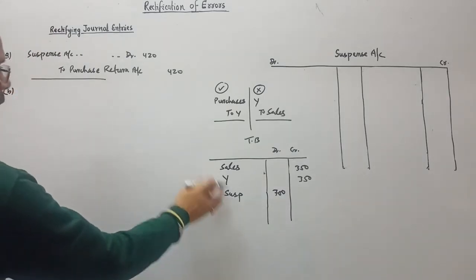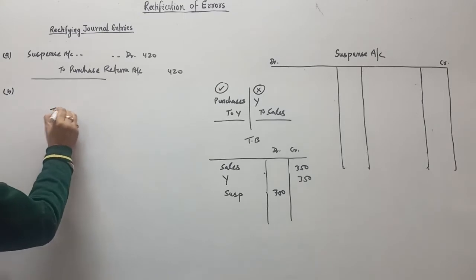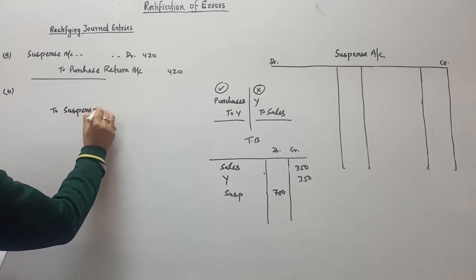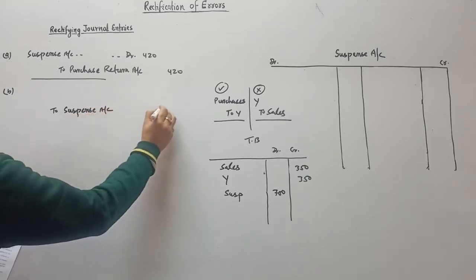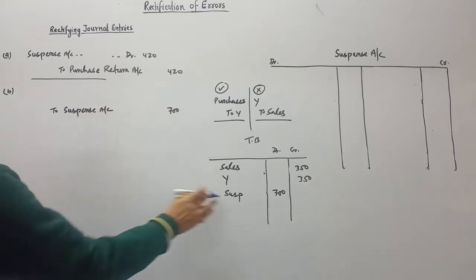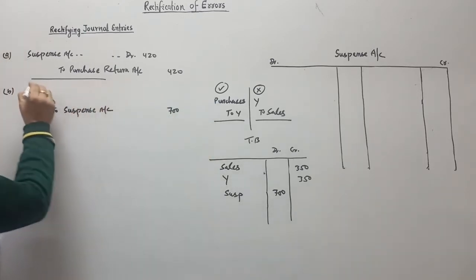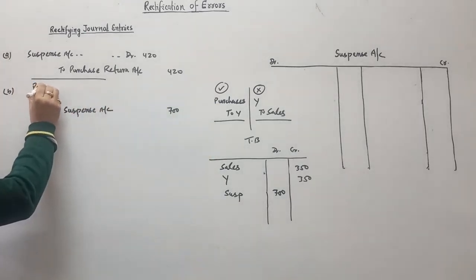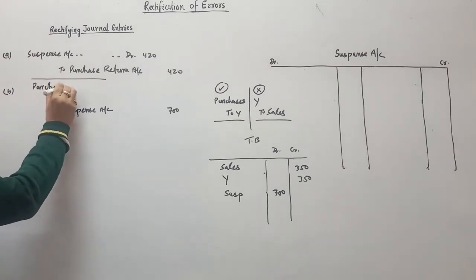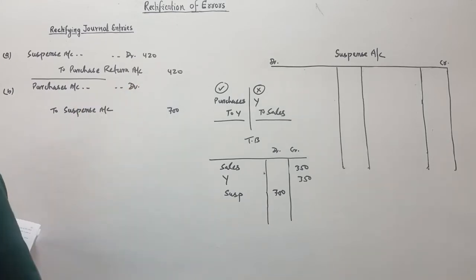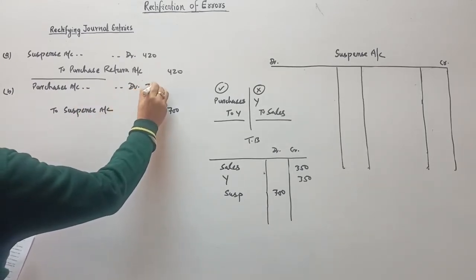First of all, suspense account will be cancelled. To cancel the suspense account, we have to credit the suspense account, because suspense account is on debit. For cancellation, we have to credit the suspense account. Now coming over here, purchase should be at right place. So purchase account debit, this should be at right place. Purchase account debit at right place by 350.